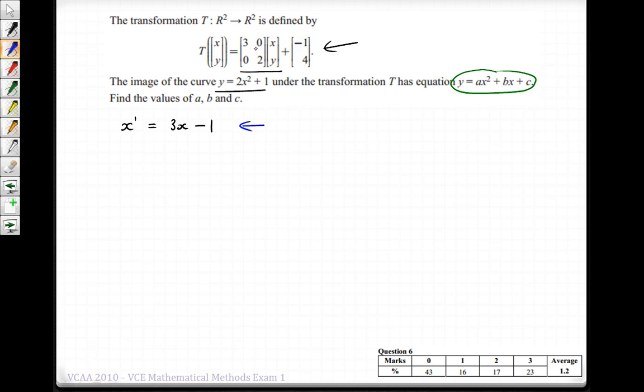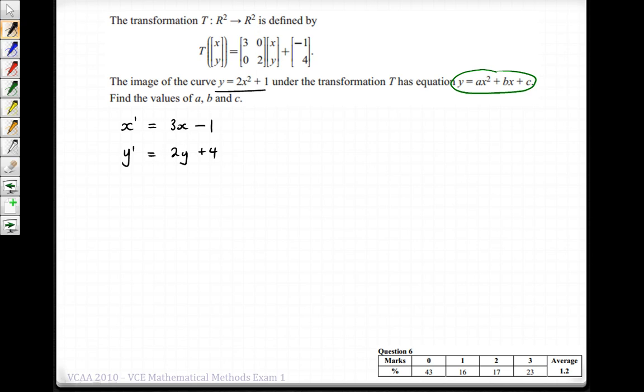Alright, so the next one is going to give me 0x plus 2y, and that's going to be the y dashed, so I've got that y dash from down the bottom, and my x dash from up the top in the previous equation. So y dashed is equal to 2y plus 4. I've done the same thing here: 0 times x, 2 times y, plus 4. And that gives the second equation we're looking at. So now these are our transformed points of the graph.